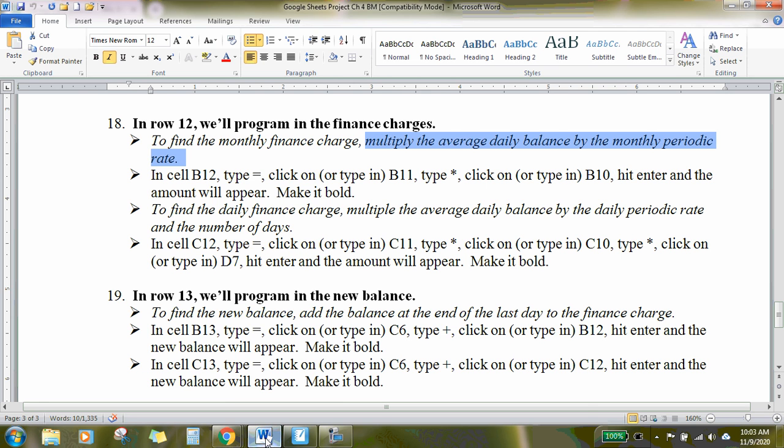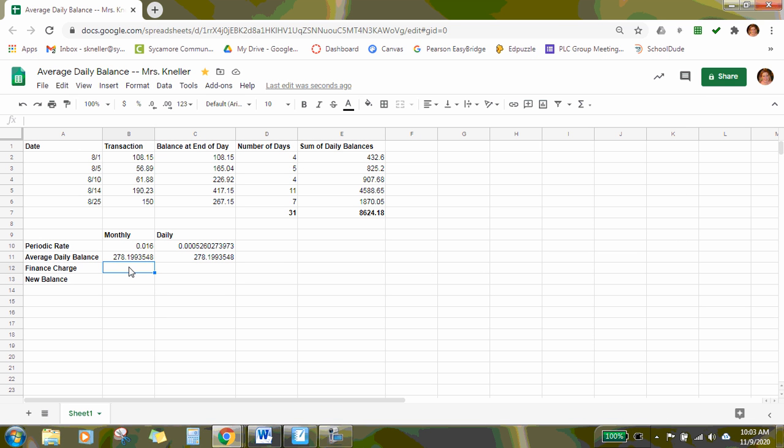Okay, so we can do more programming here. So we're going to go equals, click on the one above it, and then do Shift 8 for the times, and then click on the rate up above.